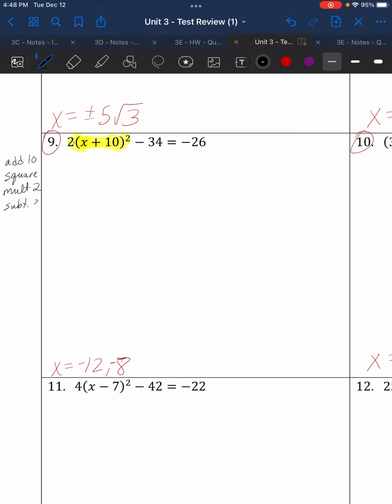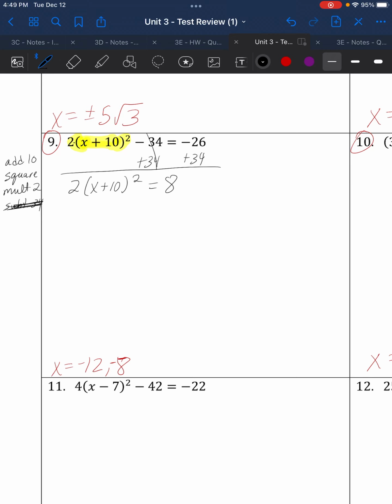So after you multiply by 2, then the last step would be subtract 34. So we have to do the reverse of this, reverse order. So start with subtract 34. So we add 34. Another way you could look at this is you need to get the parentheses all by themselves so we can drop them and get the x out of there. And you just have to do it in the right order. And sometimes that's hard.